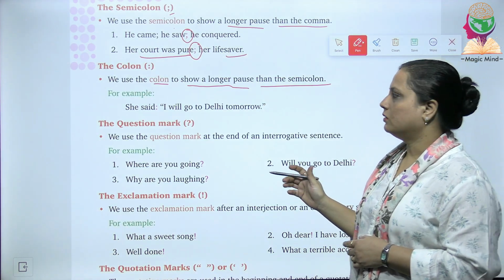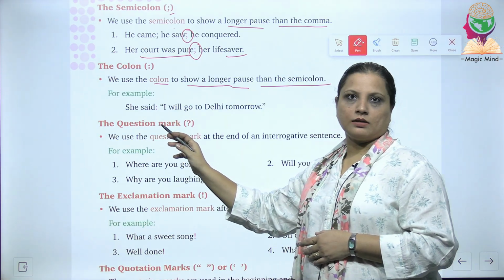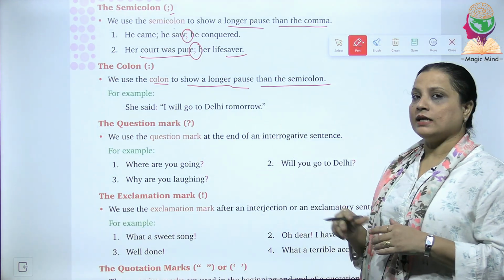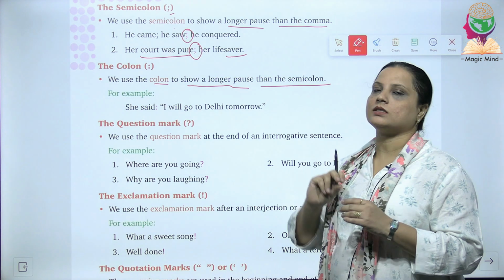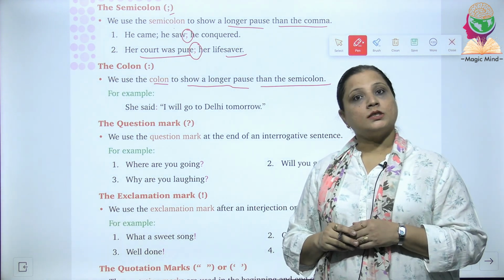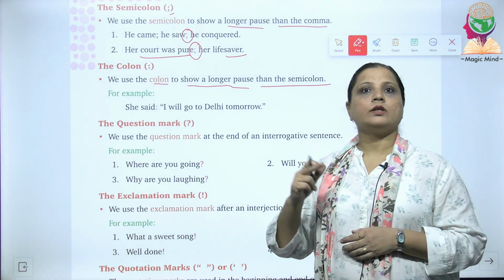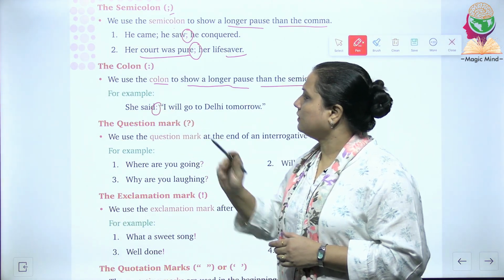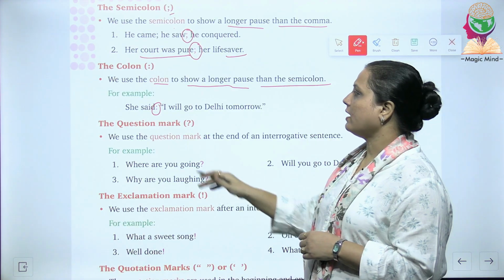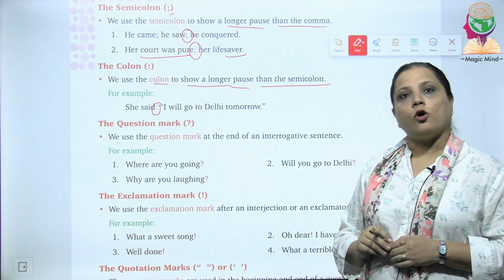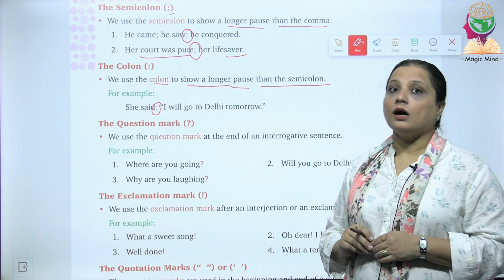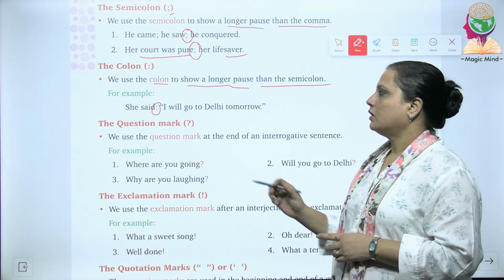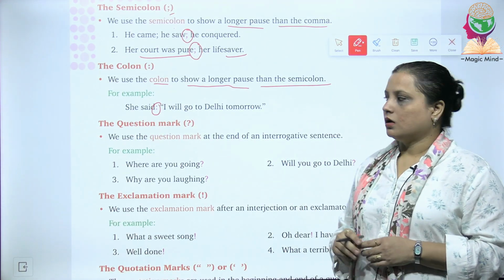For example, she said, and then we are giving a pause. I will go to Delhi tomorrow. So, how will we state the sentence in continuity? She said: I will go to Delhi tomorrow. So, by seeing these two dots, we can identify that a colon has been used for maintaining a pause, a longer one. Then, the next punctuation mark is the question mark.